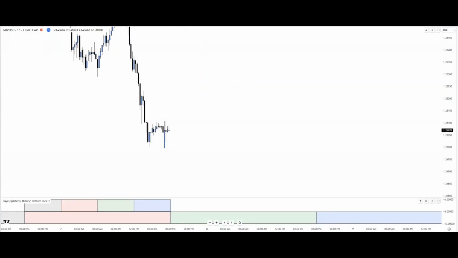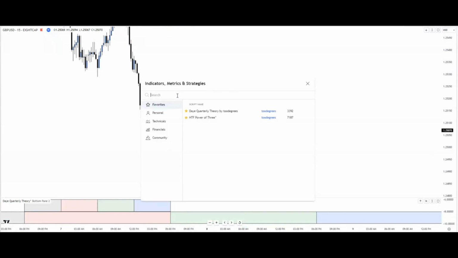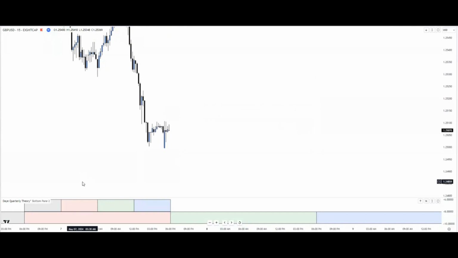Important level of liquidity. We're going to be looking at session highs and session lows. So I'm using the DIA quarterly theory to help us identify session highs and session lows. So for you to get that, you can just come to indicators here on TradingView and just type DIA quarterly theory, the 1/2 degree right there. So you just click it and it will appear on your chart right here.